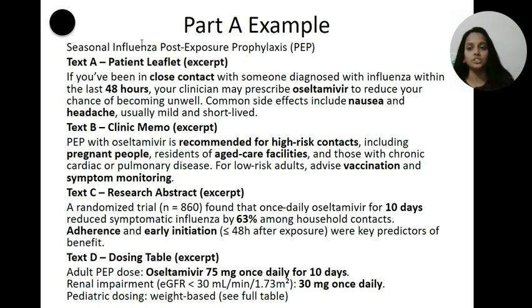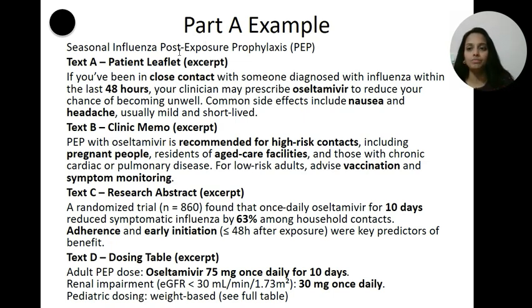And for the third question, for adults, the recommended oseltamivir PEP dose is dash for dash. So if you see, it is given in text D, 75 mg once daily for 10 days, right? So the exact wording is required. You need to write the exact wording. And the question 4, which text mentioned the side effects? Text A, if you see, text A mentions nausea and headache, usually mild and short-lived. So here the side effects are given. Text A is the correct answer.